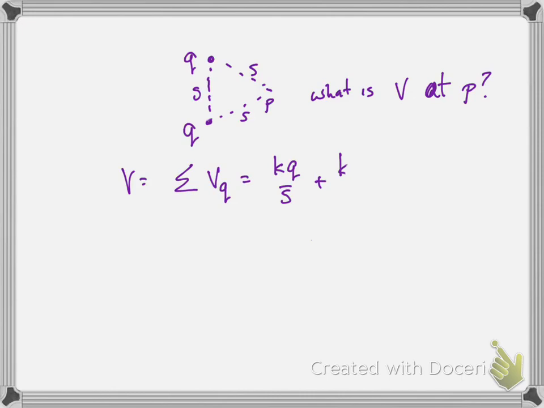KQ over S. But note now, these are not vectors. So when we do this sum, it's not a vector sum, it's a scalar sum, so it's super easy to do. What is it? It's 2KQ over S. So that's the potential at point P, right? The notation that I wrote down is just that the potential at point P is the sum of the potentials due to each of the individual charge Q's at point P. That's what I mean by the sum sign at P. And so we just find the potential of the top charge, the potential of the bottom charge, and we add them together because they're scalars. Easy peasy.